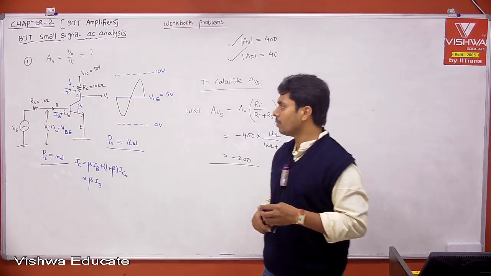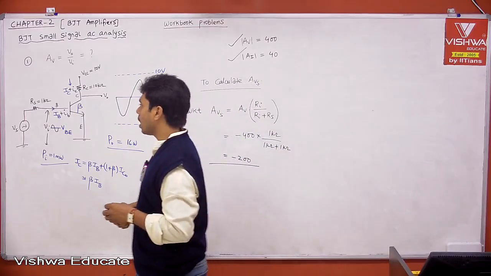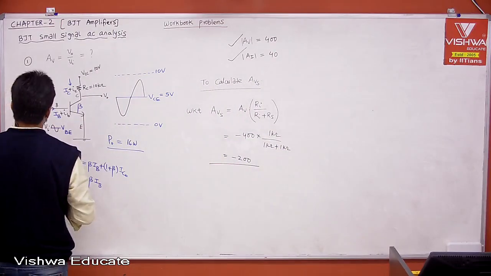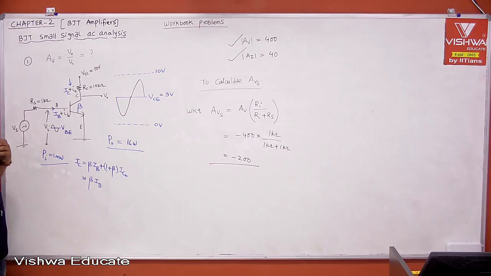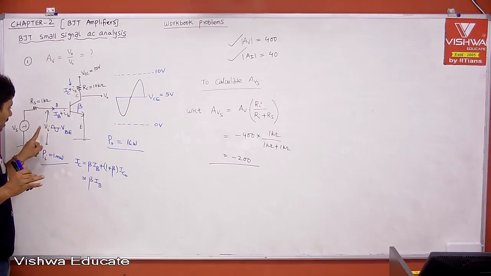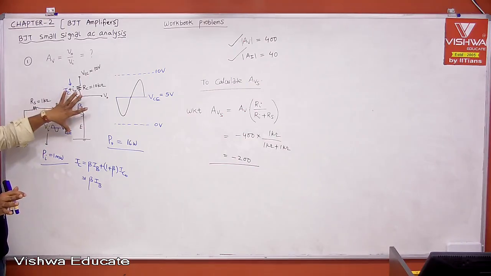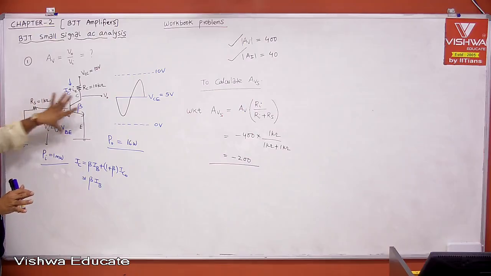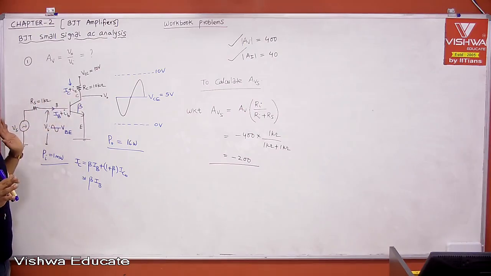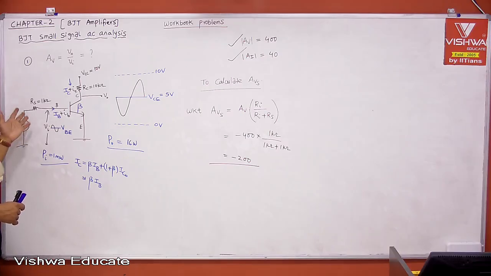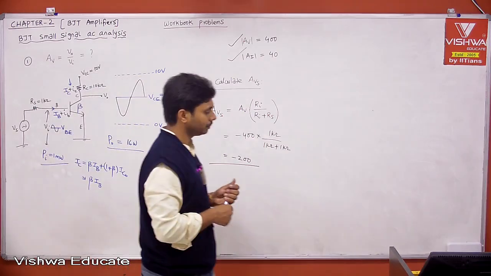Therefore, I want to have Vi equal to Vs. If I get Vi equal to Vs, then whatever voltage gain I have, which is minus 400, I can get with the real voltage source also, right? Let's see a little bit of theory on how to get Vi equal to Vs, then we will understand, okay?